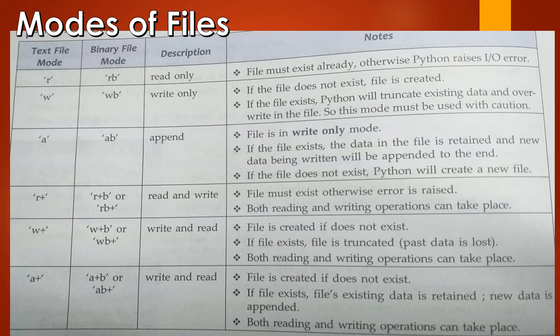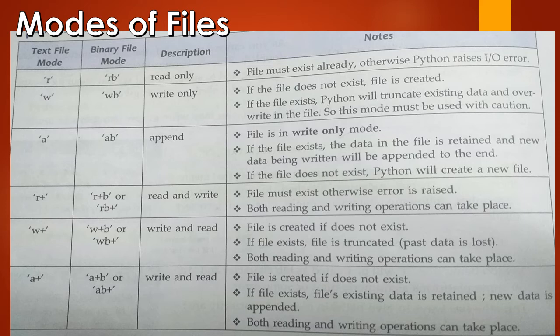Write mode, that is W. WB is the binary mode, write only. If the file does not exist, a new file is created. If the file exists, it is truncated and the existing data is removed. The older file is removed and a newer file is created.